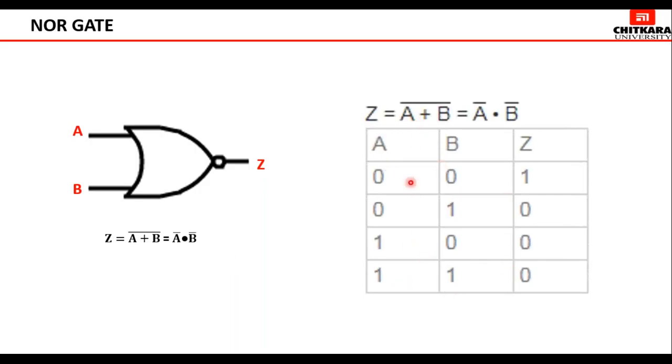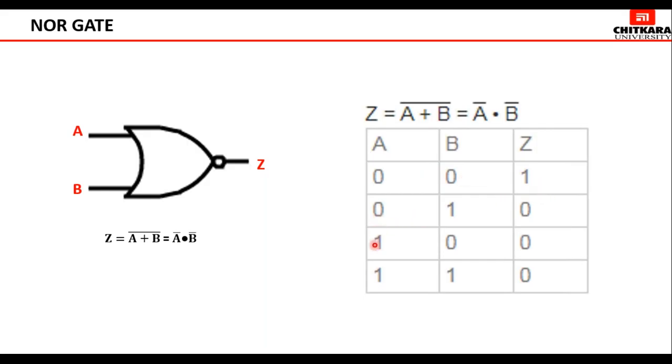Let's look at the logic gate, the truth table for this. Again, you can find there are two input terminals and there is one output terminal, that is Z. Let's see, when both the inputs are zero, what happens? 0 plus 0 is 0. 0 complement is 1. Fine. So when both the inputs are zero, your output becomes one.